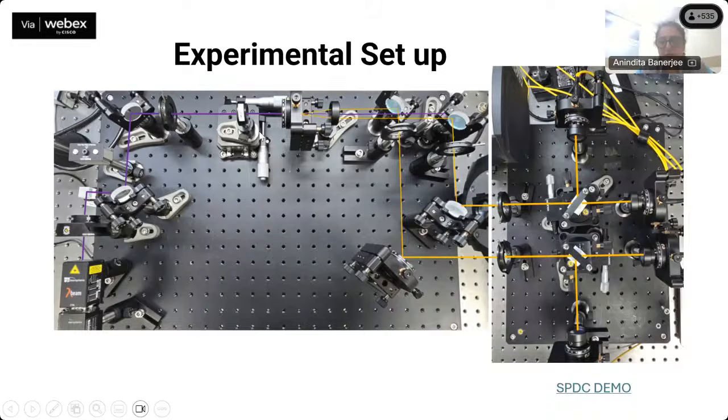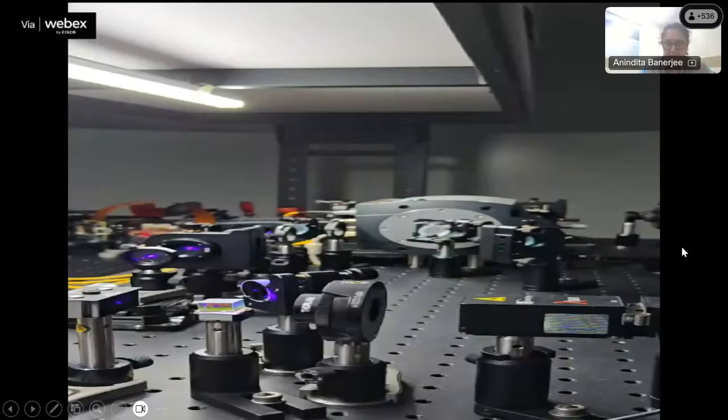It is non-collinear, which means there is an angle. The photons are coming out at an angle of 5 degrees from the central pump beam. The pump beam is intense, so it has to be stopped. The ratio of entangled photon generation is 1 in a billion. And these are the detection modules, and each of them goes to some detectors.